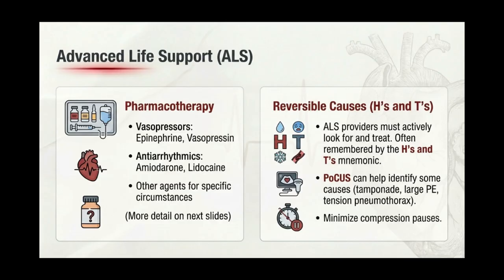Antiarrhythmic medications like amiodarone or lidocaine are considered for patients experiencing ventricular fibrillation or pulseless ventricular tachycardia that does not respond to defibrillation. Some evidence indicates that these agents can improve survival to hospital admission, and they may potentially enhance the chances of survival to discharge, particularly in certain subgroups, such as those involved in bystander-witnessed arrests.